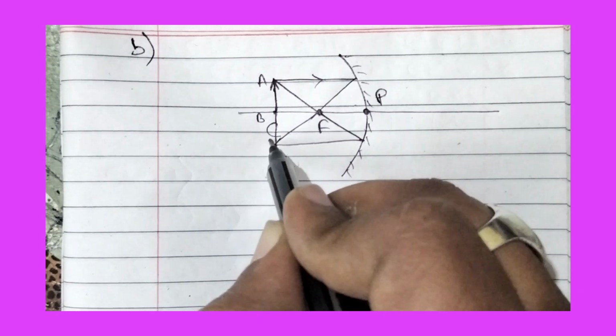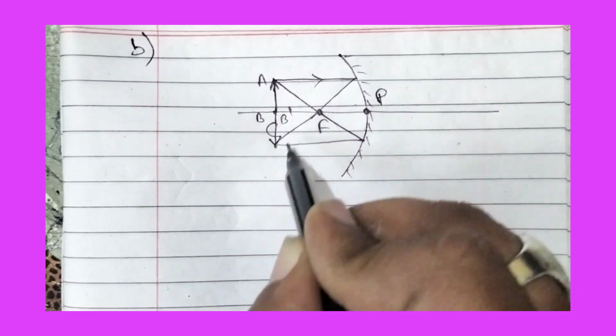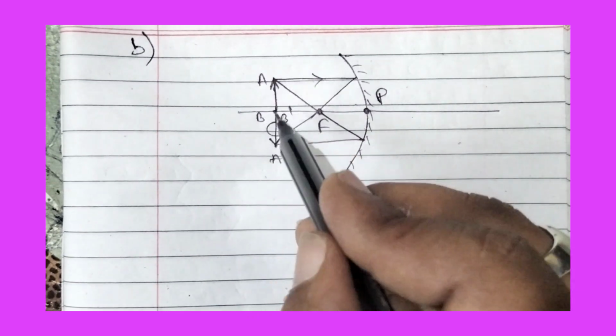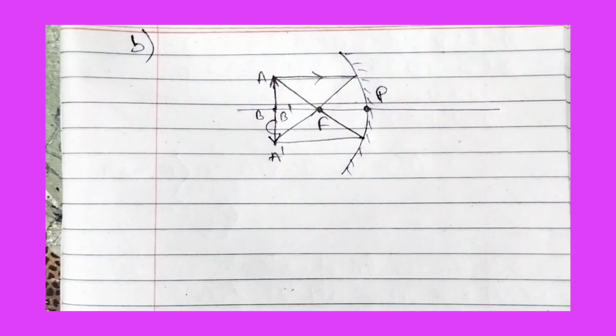So now here the image is formed. So this is B dash A dash. Where the object is kept, there only the image is formed. Therefore the size of the image will be equal to the size of the object.